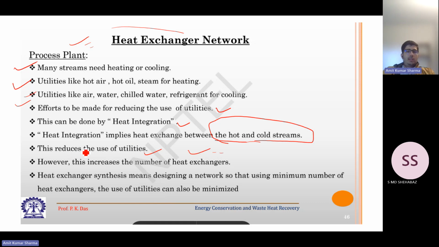Now heat exchanger synthesis means designing a network so that, using the minimum number of heat exchangers, the use of utilities can also be minimized. So if you are planning to install a complete heat exchanger network, then our aim should be to design it in such a way that we use the minimum number of heat exchangers and the minimum use of utilities.